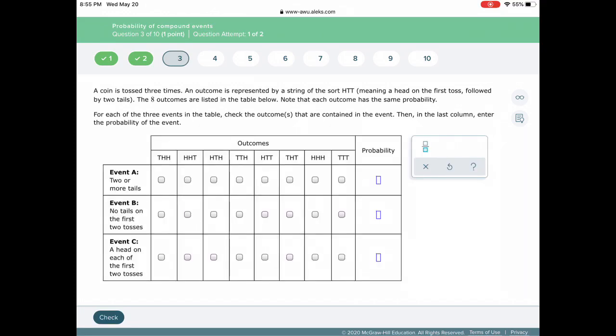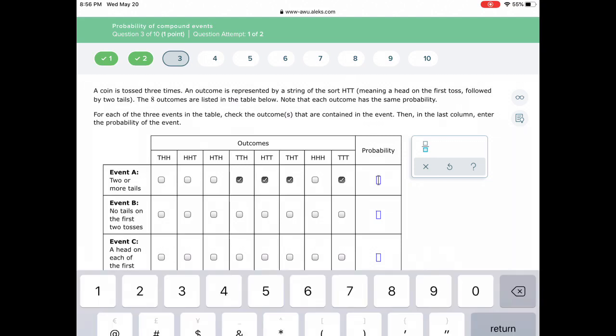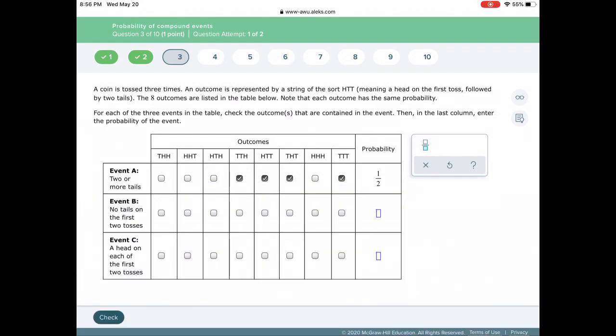All right, so now we're looking at a coin that is tossed 3 times, and the outcome is represented by all of the H's and the T's again, so nothing unfamiliar here. The 8 outcomes are listed, and if you think about it, 3 times, you have 2 times 2 times 2, which gives you 8. And they want to know, what about the probabilities for each of these events? All right, and they're kind of walking us through this step by step. So 2 or more tails occur. So this one has 2, this has 2, this has 2, and this one has 2. So altogether, when we count that, there are 4 of them out of the 8, and that's going to simplify to a probability of 1/2.